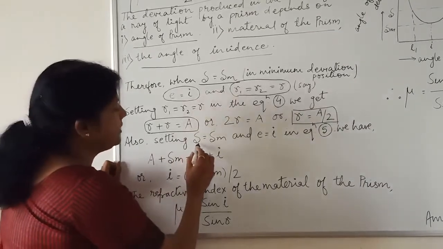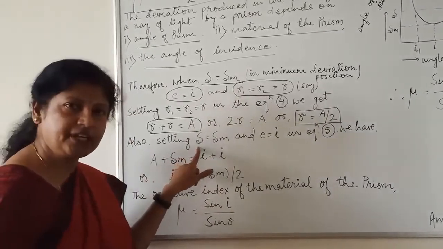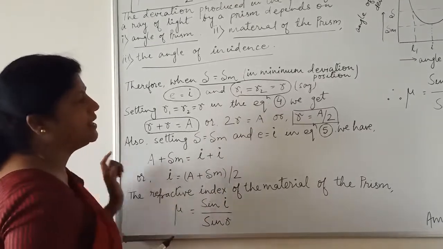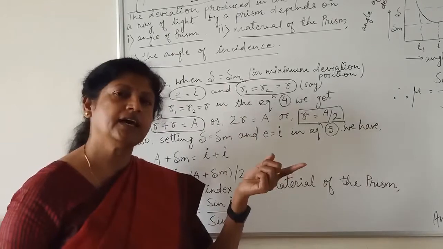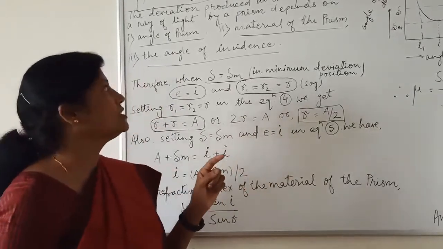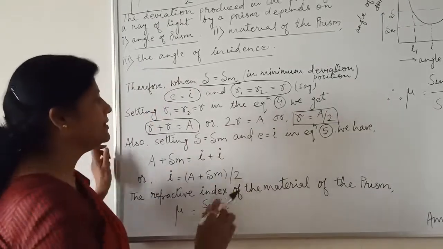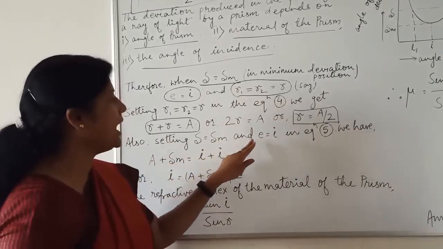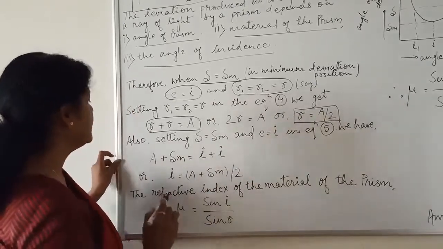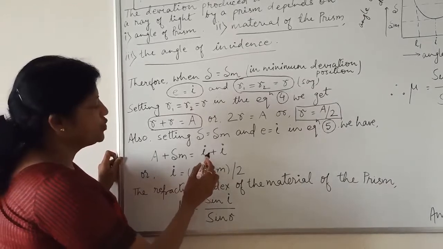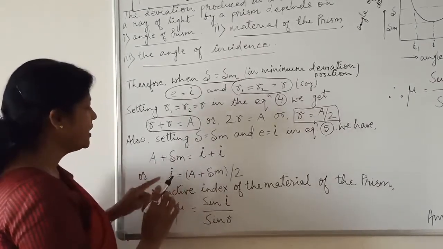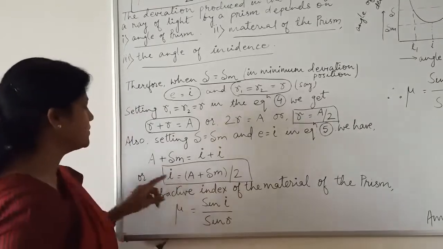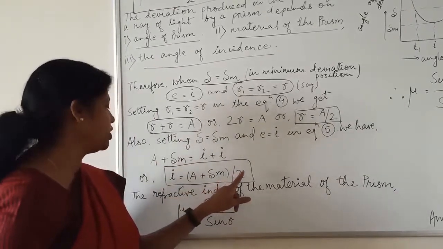Also, setting del is equal to del m, the minimum deviation, and E is equal to I in equation 5, the result of refraction through a prism, we have A plus del m is equal to I plus I, or I, the angle of incidence, is equal to A plus del m upon 2.